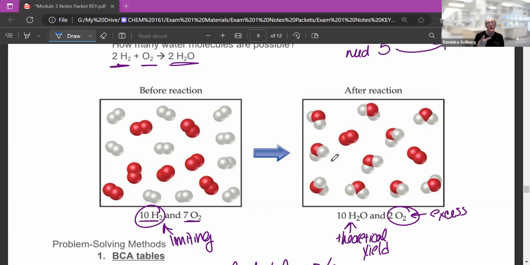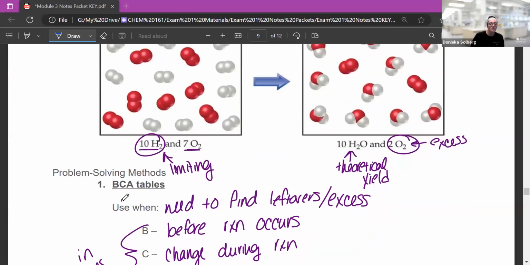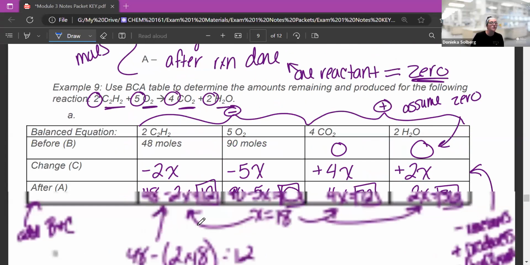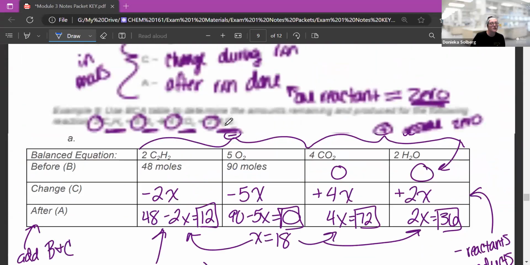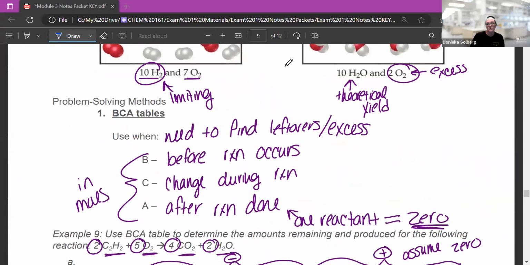Now, there are really 2 ways of approaching these problems. Anytime you've got to figure out how much stuff am I going to make, you can either use what's called a BCA table, and that's what I'm going to go through first, or you can use dimensional analysis, which is, we just kind of say stoichiometry. So go ahead and pause. You can use whichever method you find best or watch both and then decide.